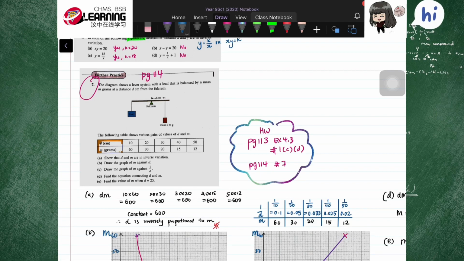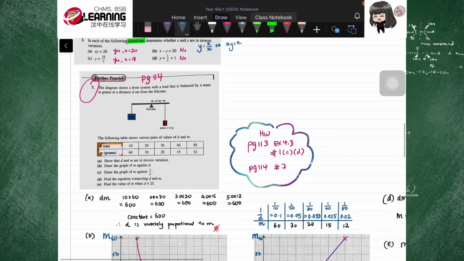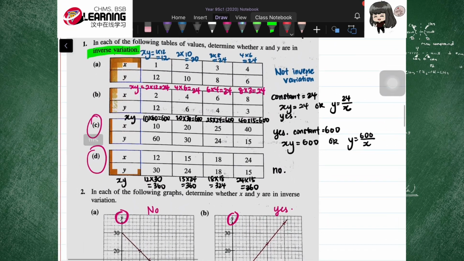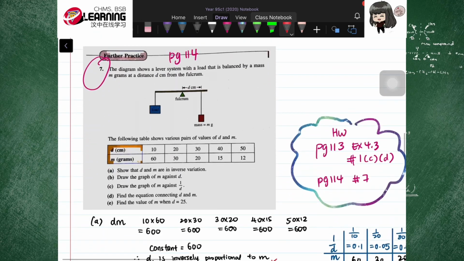So today we discuss first the homework from the previous lesson, exercise 4.3, page 113, question 1C and D. Please mark it. So 1C, yes, it's an inverse variation with constant 600. As for part D, it's a no, because 18 times 18 equals 324. It's not the same as the others, 360, so it's not an inverse variation.